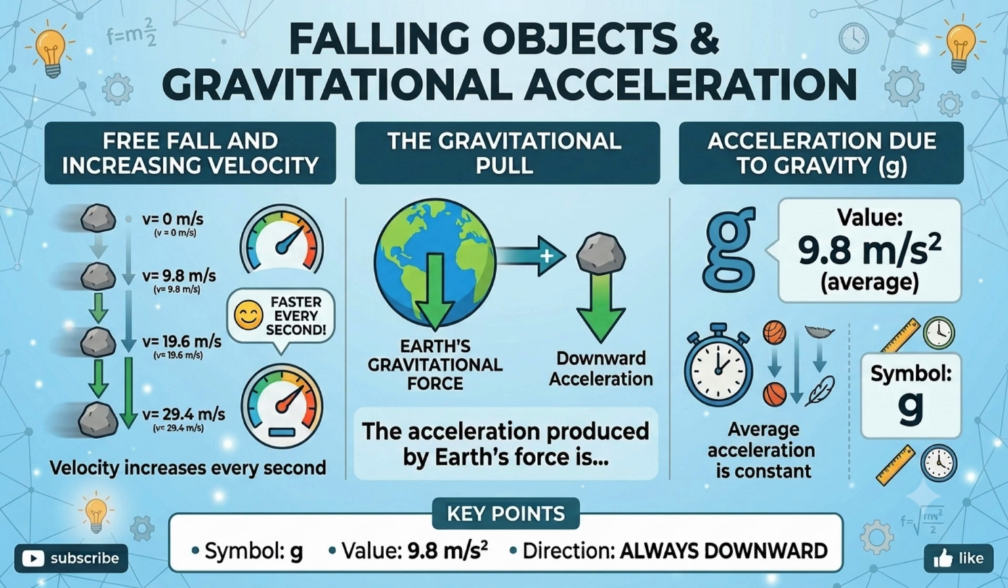This means that for every second an object is in free fall, its velocity increases by about 9.8 meters per second. Now, which way does it point? Because gravity pulls everything toward the center of the planet, this acceleration always acts downward, straight toward the Earth. Since the object is speeding up in the exact same direction it's moving, the acceleration is in the direction of motion. So, whether it's a dropped phone or a falling skydiver, remember, g is equal to 9.8 meters per second squared, and it's always pulling down.